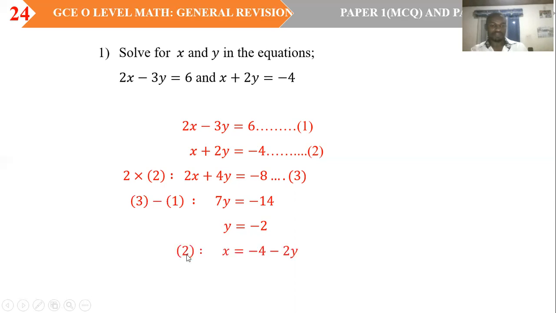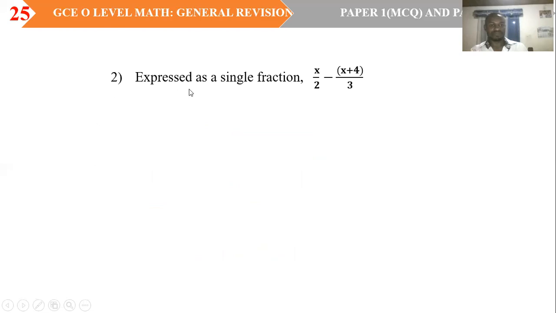To find the value of x, we can substitute in any of these three equations, but I choose to substitute in equation 2 because in equation 2, x can easily be made the subject. So in equation 2, x is equal to negative 4 minus 2y, with y equals negative 2 gives x equals 0.